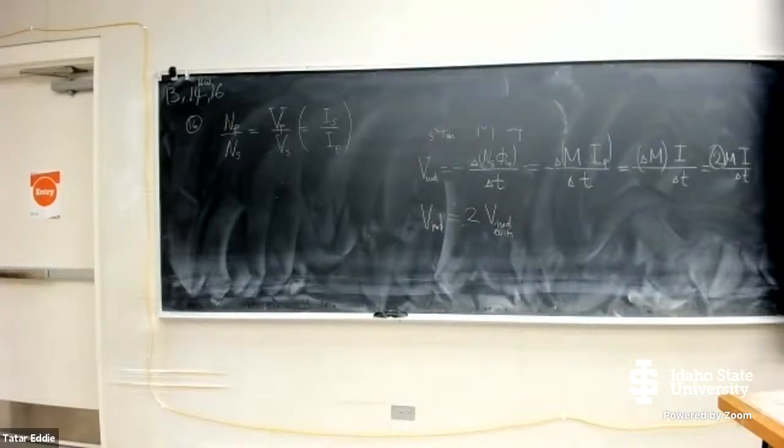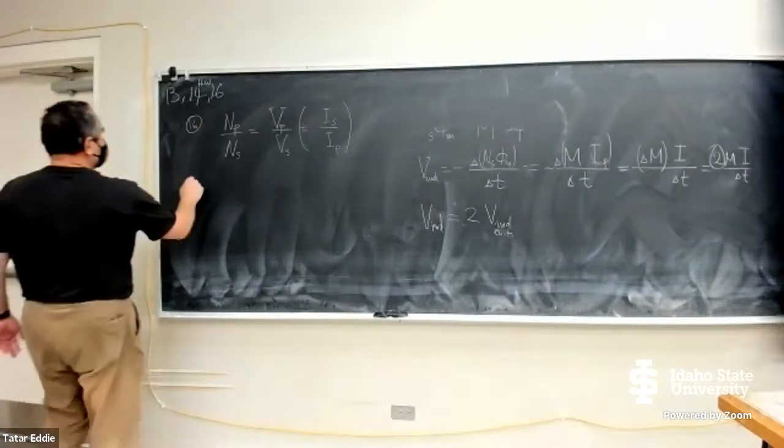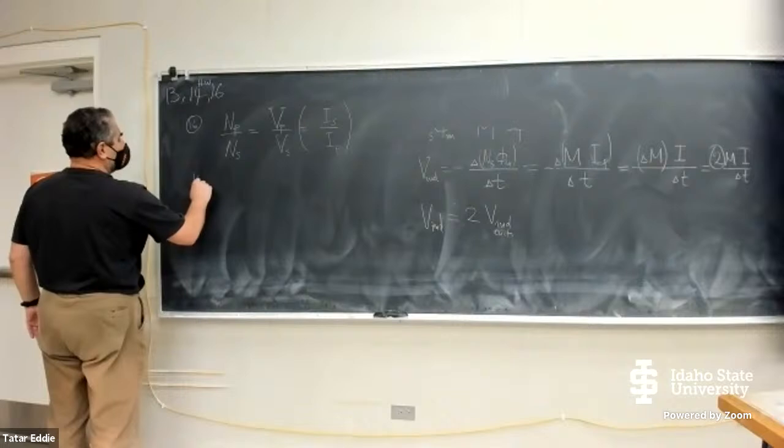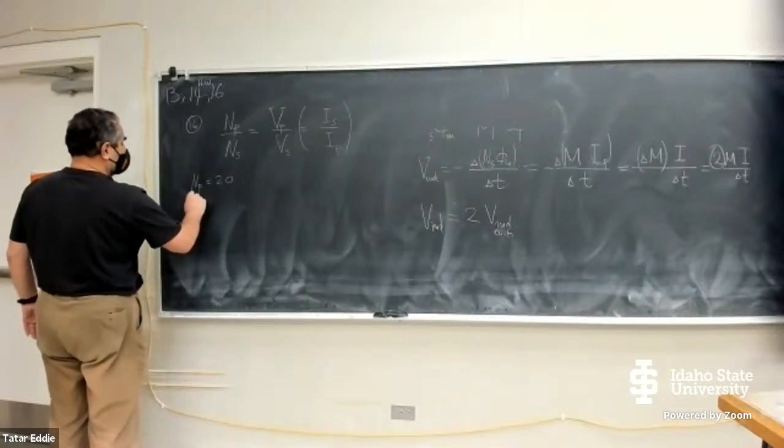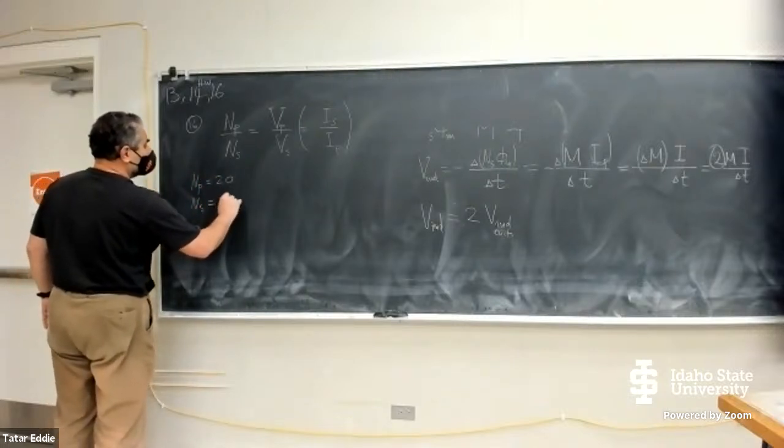We may actually use it if we want, but for the moment, look what happens. You have, for my version, the number of turns in the primary is 20. The number of turns in the secondary is 22.